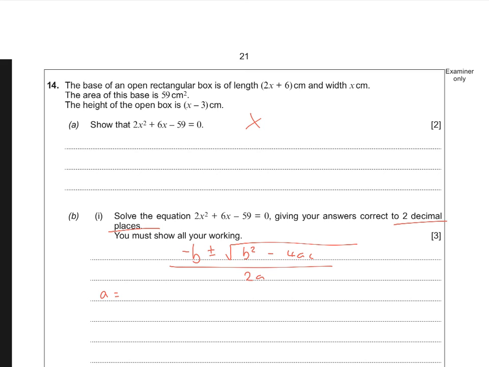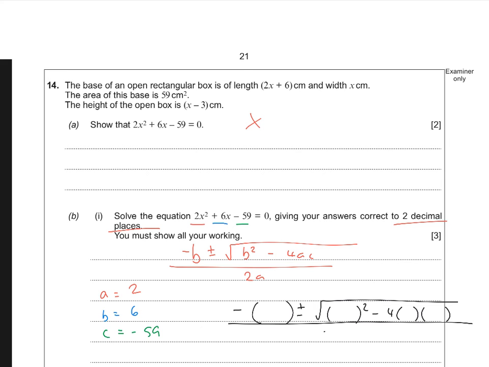You are now going to write out a equals, b equals, and c equals. A equals 2. B equals plus 6, or just 6. C equals minus 59. The next thing you are going to do is change every single thing in that quadratic formula to open brackets, okay? If you do this open brackets thing, you cannot possibly go wrong, and you will definitely pick up all the marks, so it is really worth doing.